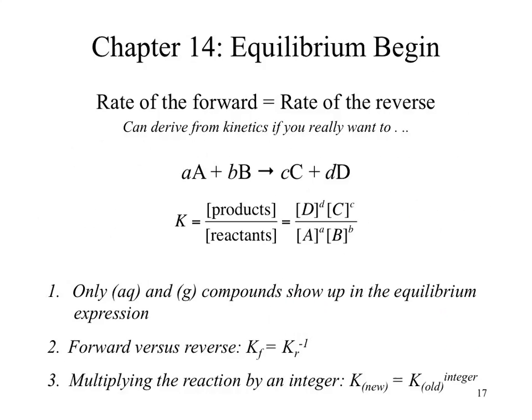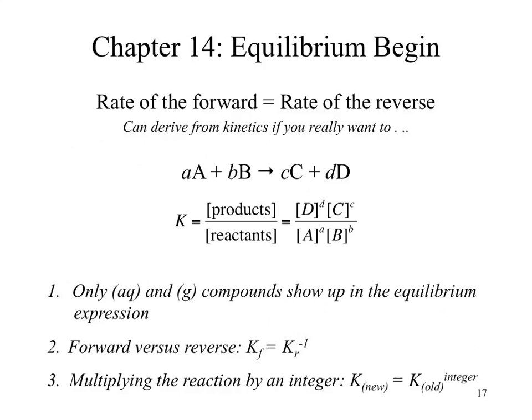All we've done is flipped them. It's the inverse. If we looked at the reverse reaction, we'd have reactants over products, as opposed to products over reactants. The way to do that mathematically is just to hold it to the inverse power. So we get that -1 show up.